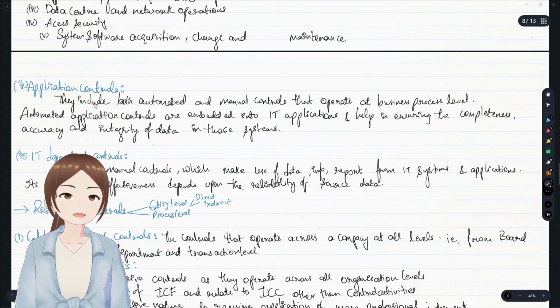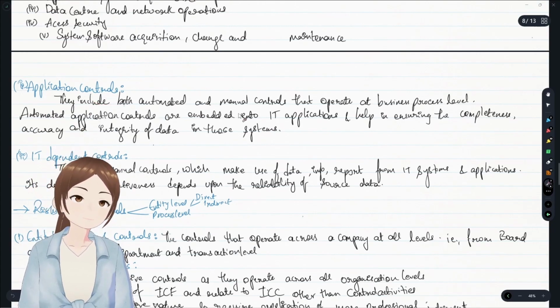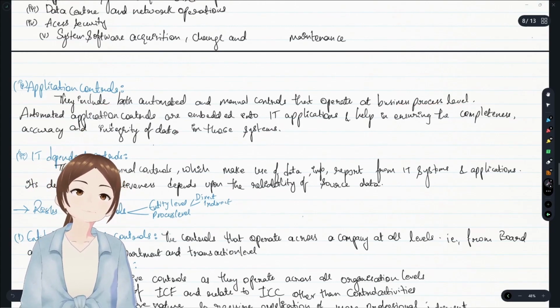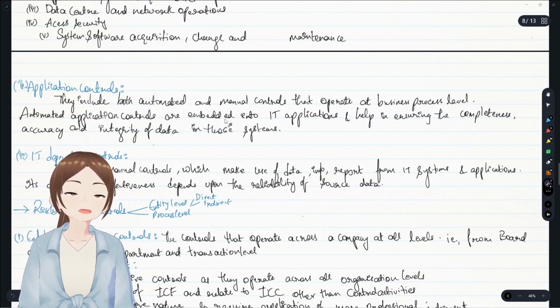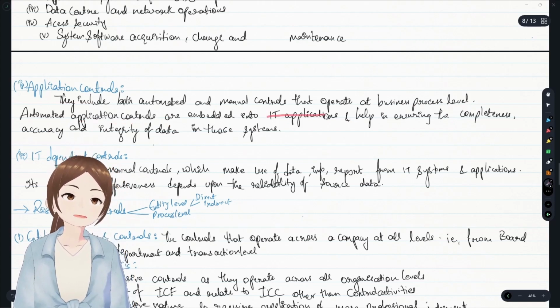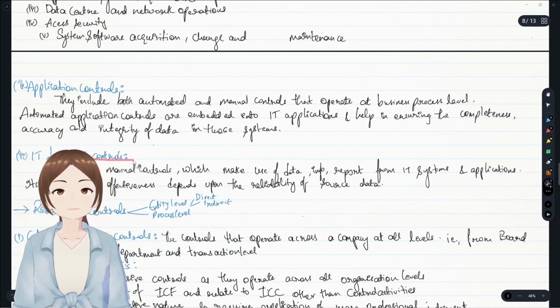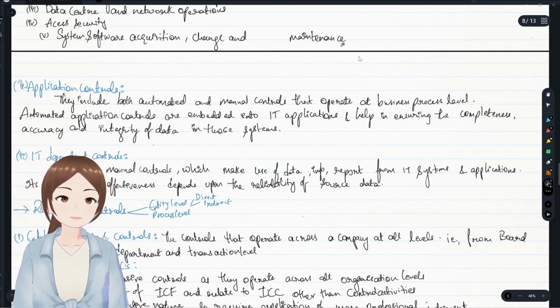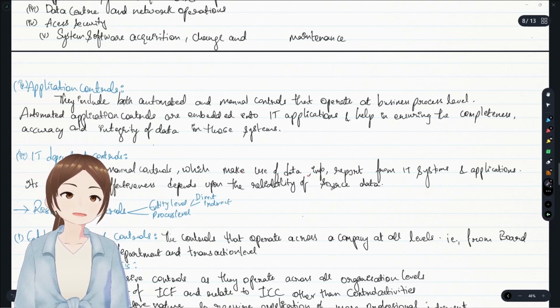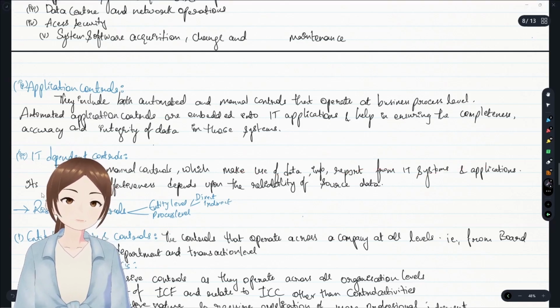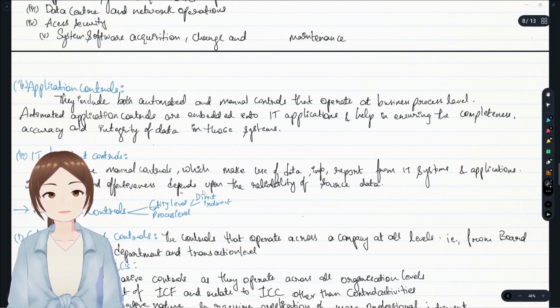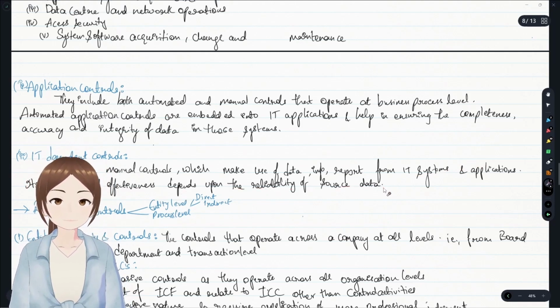Application controls include both automated and manual controls that operate at a business process level. Automated application controls are embedded into IT applications and help in ensuring the completeness, accuracy, and integrity of data in those systems. IT dependent controls are manual controls which make use of data, information, and reports from IT systems and applications. Their design and effectiveness depend upon the reliability of source data.